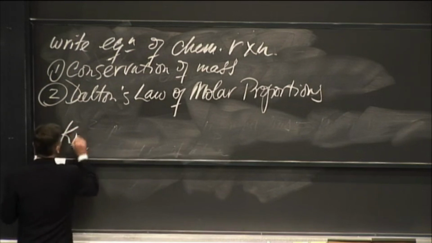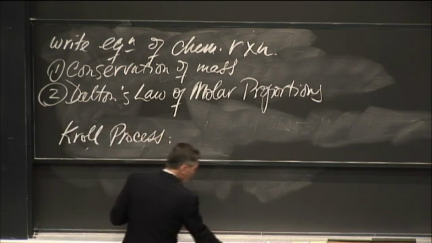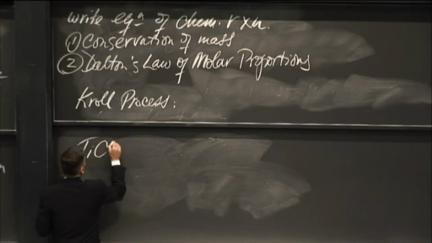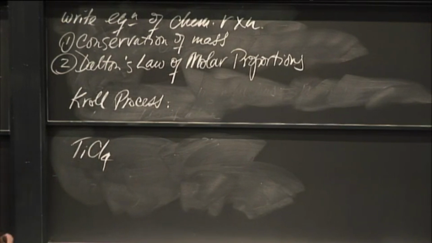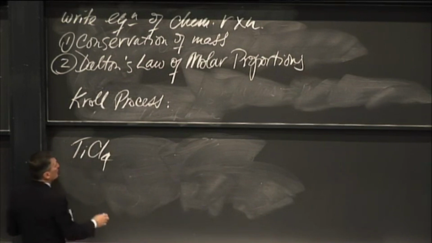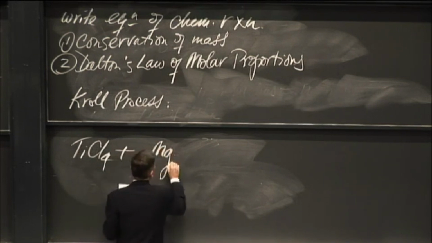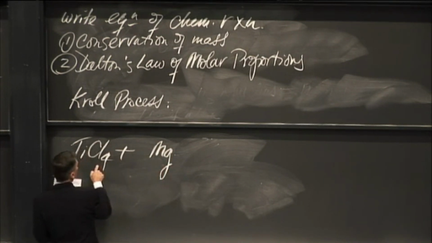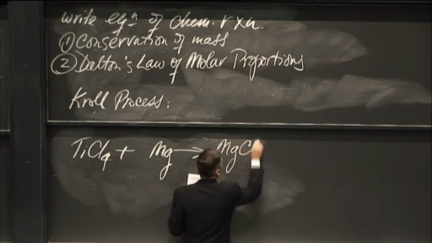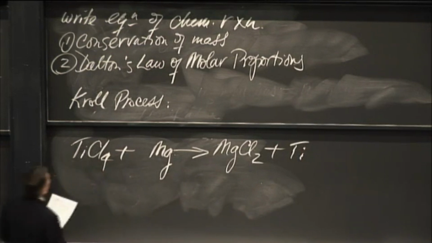And so the Kroll process for making titanium centers around this reaction. Here's the reaction written according to the rules above. We take titanium dioxide, which is found in the earth, and by some prior chemistry converted to titanium tetrachloride. And in a reactor that I'm going to show you in a moment, we react titanium tetrachloride with magnesium. Magnesium has a higher affinity for chlorine than does titanium and steals the chlorine from titanium to form magnesium chloride, leaving behind titanium metal.